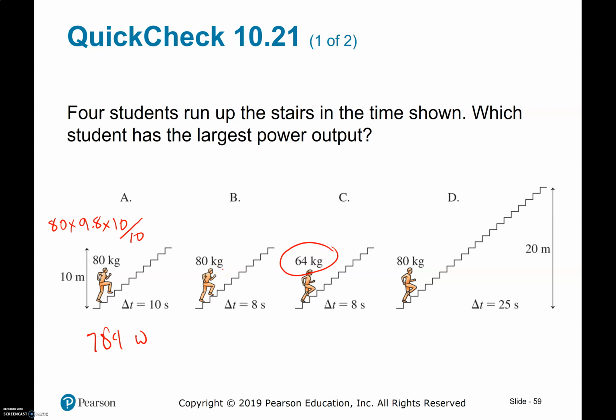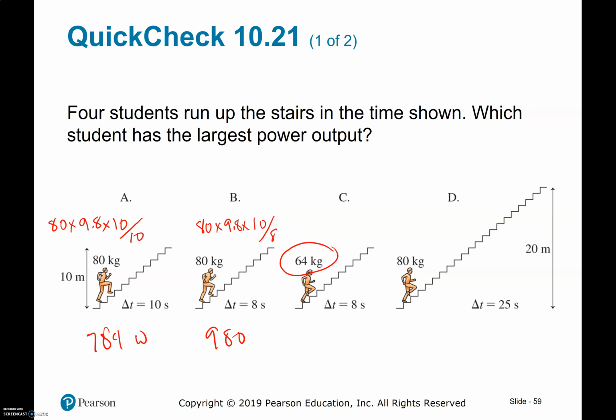How about B? Well, we do the same: 80 times 9.8 times 10, which is the height, but now we divide by 8 seconds. That is the time that it took for him to go up, and that gives me 980. So his power output is greater than A's. That's the difference. He's using the same energy, but he's using that energy quickly, in 8 seconds as opposed to 10.